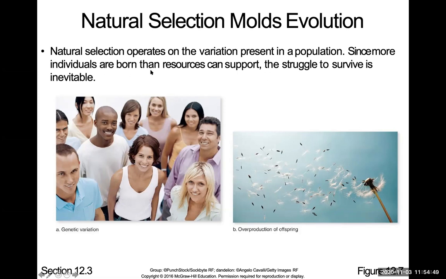Since more individuals are born than the resources can support, there is competition. There's a struggle to survive. Everybody wants a better life, and there are animals that want food. So there's a struggle to survive, and that's what gives rise to evolution. If you look at this picture, there's a lot of genetic variation going on, different skin colors, different hair colors, maybe even different eye colors.